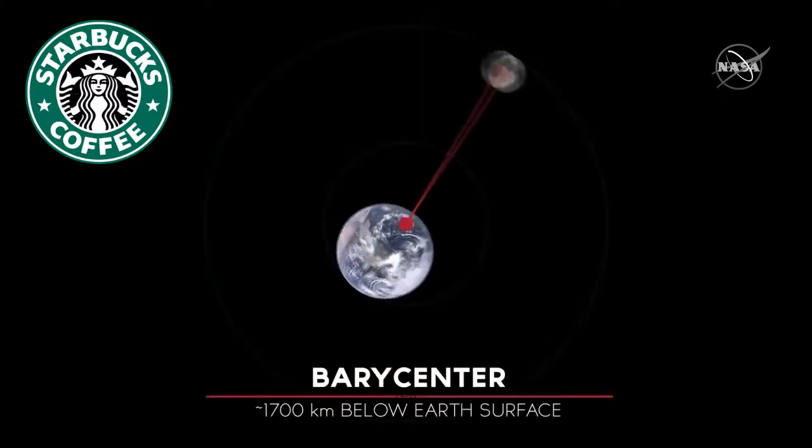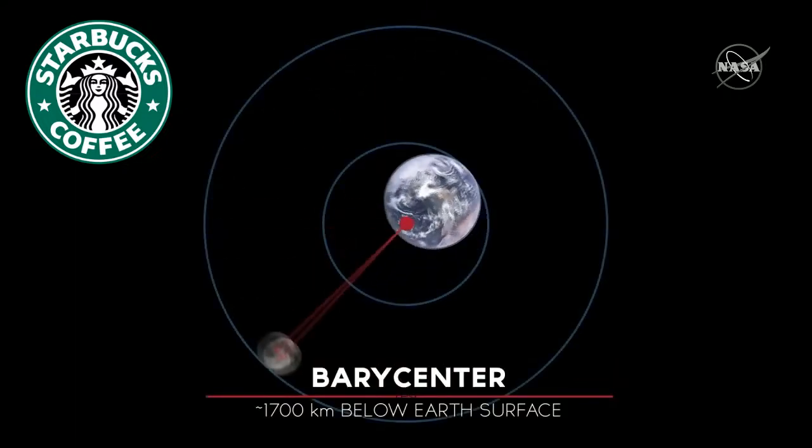There's something we call the barycenter, and that is the point around which the entire system rotates, and that's about 1,700 kilometers below the Earth's surface. It is not at the center of the Earth.